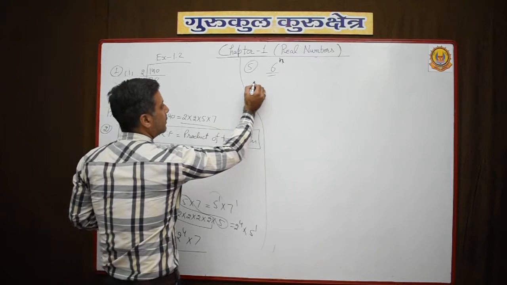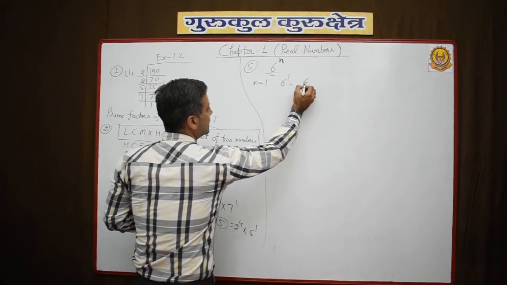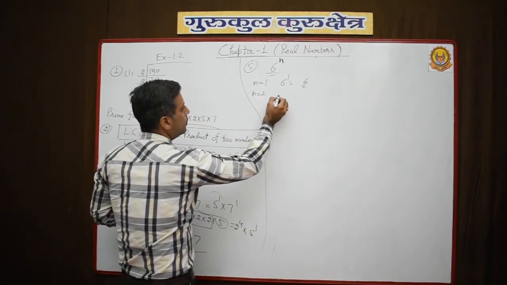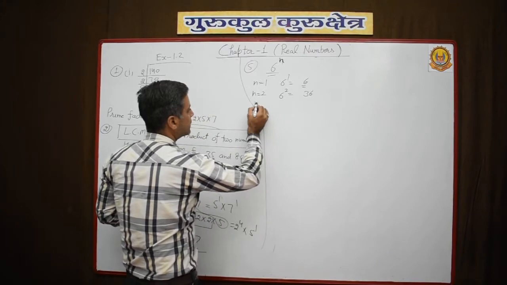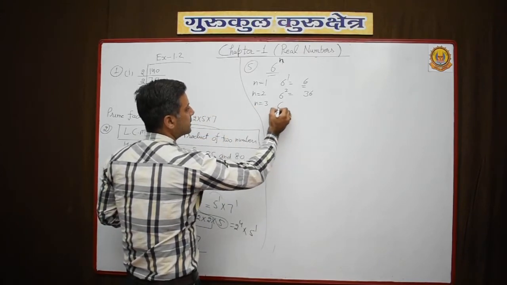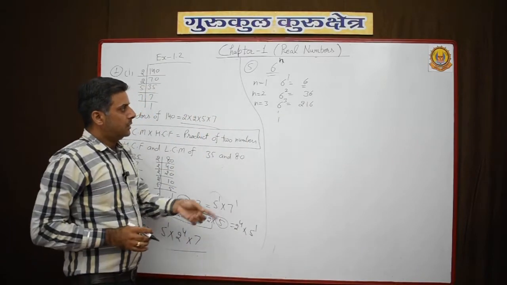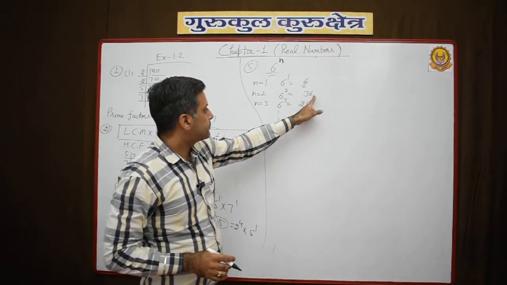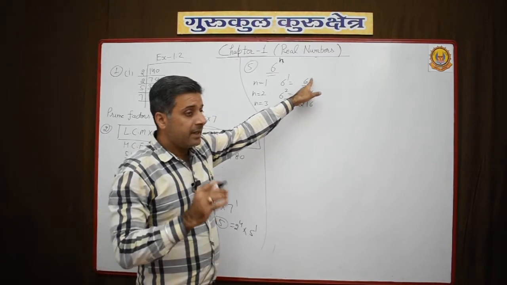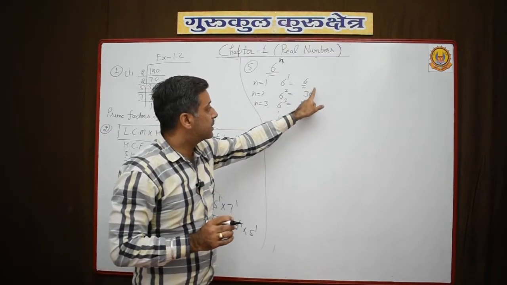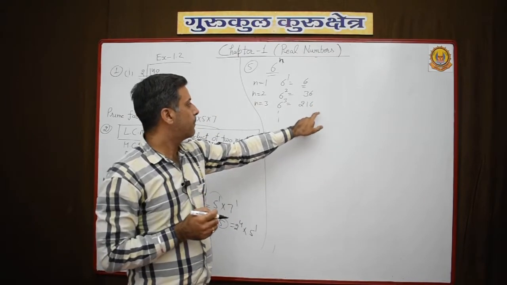Suppose n equal to 1. So here 6 raised to the power 1, it means the answer is 6. n equal to 2, 6 raised to the power 2, it means 36. n equal to 3, 6 raised to the power 3 is equal to 216, and so on. So look at the ones digit of these numbers. Is there any number where this digit is equal to 0? You have to tell this in this question.